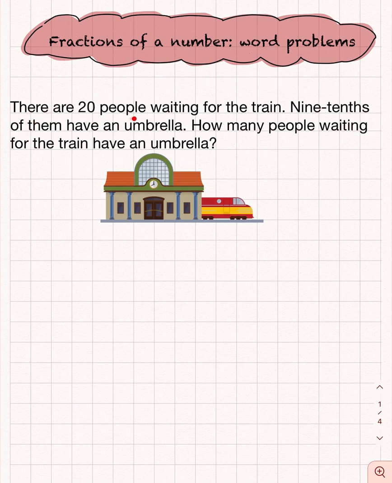There are 20 people waiting for the train. 9/10 of them have an umbrella. How many people waiting for the train have an umbrella? So we've read the whole question. The next thing we want to do is think about what the question really is. The question here is how many people waiting have an umbrella? That's the question.